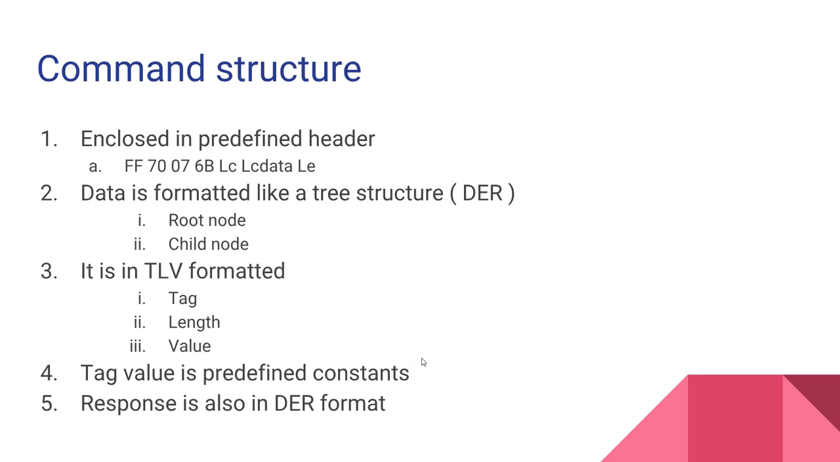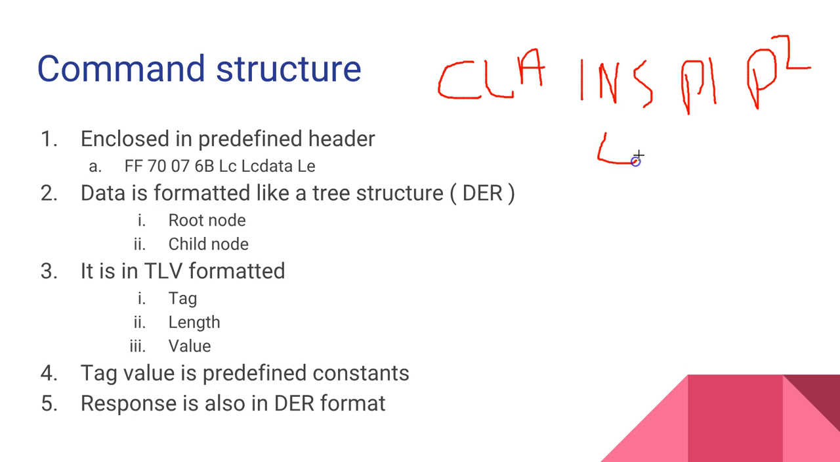So the command structure is pretty straightforward. To understand these commands, you have to go through the documentation probably a couple of times. Most of these vendor specific commands are enclosed in a predefined header. Even these types of commands still follow the same syntax: you have a class, you got the INS, you got the P1 and the P2, you got the LC, the LC data and LE. So even with these commands, we still use the same format, the standard APDU structure.